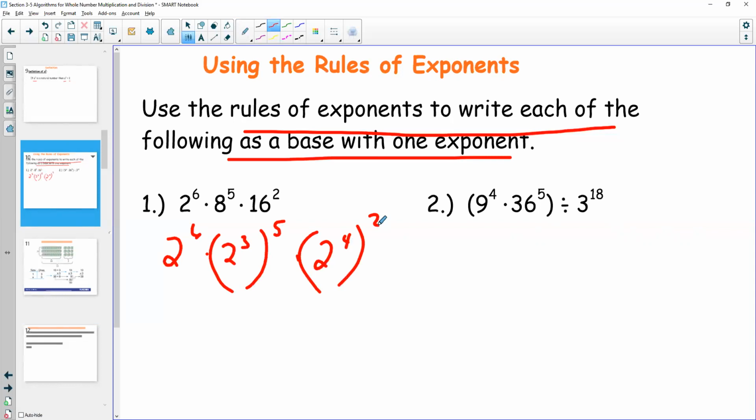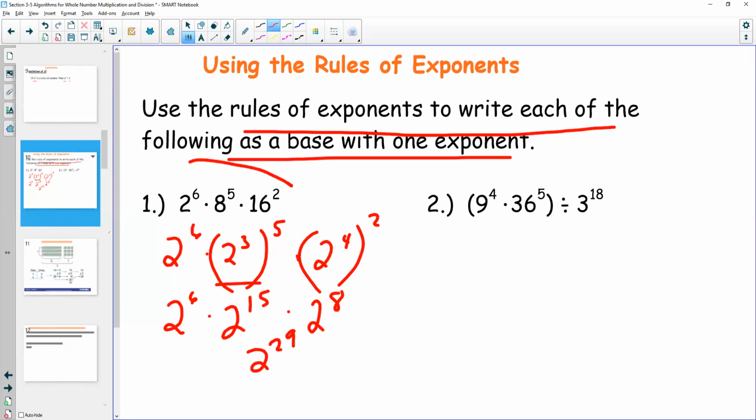So now I can use my exponent rules. So 2 to the 6th is going to stay. Power to a power, like this one, is multiply. 2 to the 3rd to the 5th power is 2 to the 3rd 5 times. 3 5s is 15. And then 2 to the 4th squared, it's 2 to the 4th twice. That gets me 8 2s. Now they're just all multiplied together. I can add them. 6 plus 15 is 21. 8 is 29. So this is 2 to the 29th.